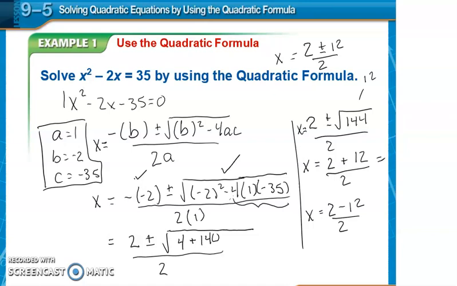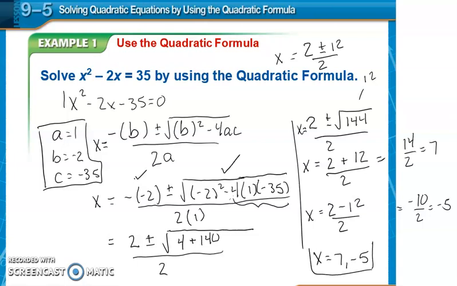So from here you use order of operations: 14 over 2, which equals 7. This is negative 10 over 2, which equals negative 5. So the solutions to this are the two zeros: x equals 7, x equals negative 5.